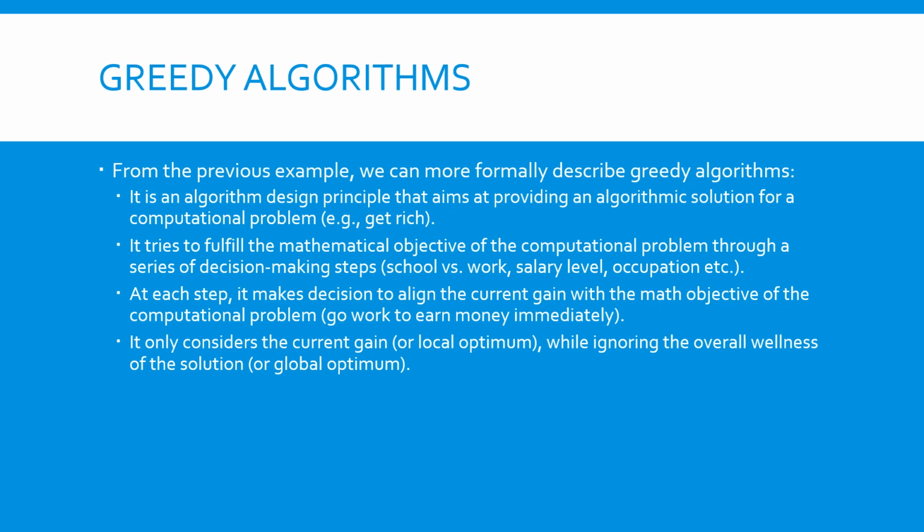For example, the series of steps could be the decisions the person makes in his or her 20s, 30s, 40s, and so on. In each step, it tries to align the present outcome of the decision with the math objective of the problem. In the previous example, a greedy algorithm would choose to work immediately as it is consistent with the goal of being wealthy. Finally, we should know that a greedy algorithm only aims at achieving the local optimum, but not the global optimum.